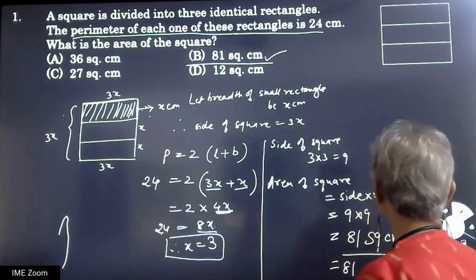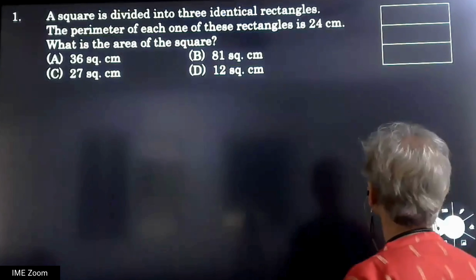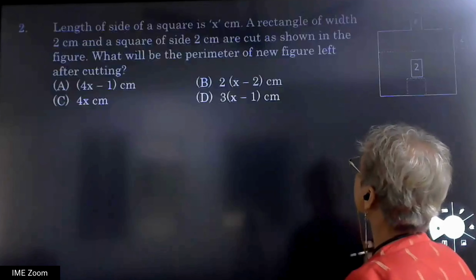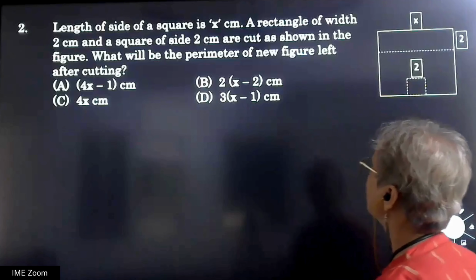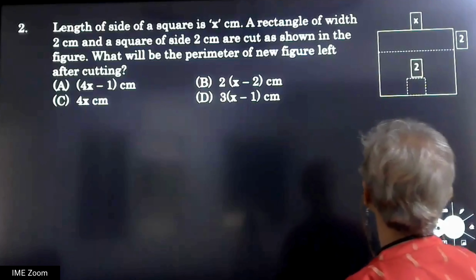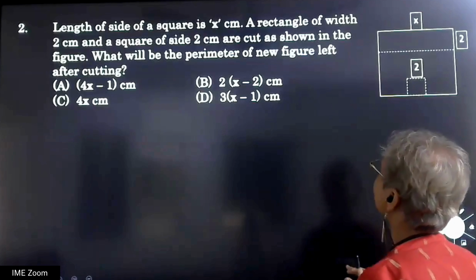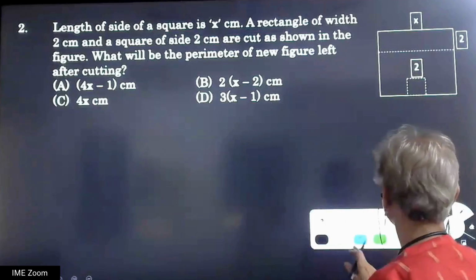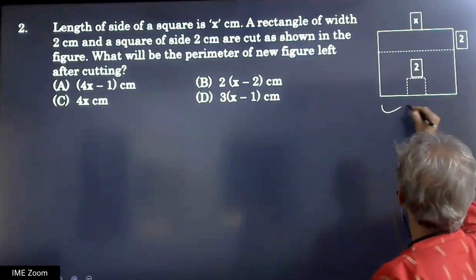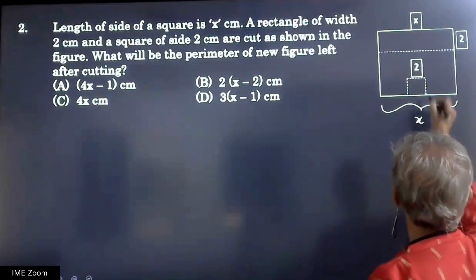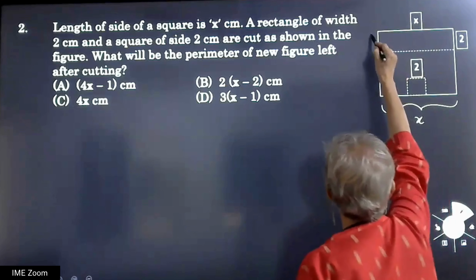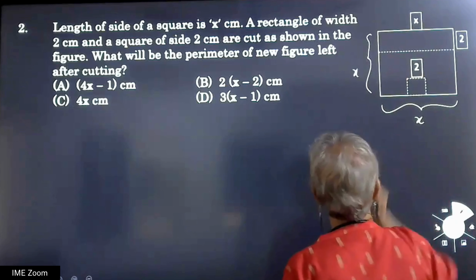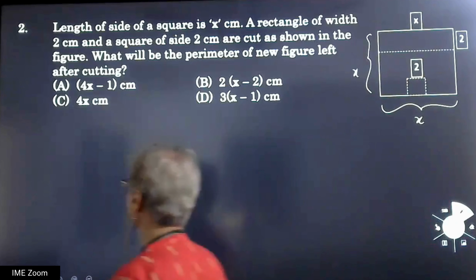Okay, let us move to the next question. Oh, this is again of that type. The length of the side of a square is x. So that means this length is given, x. Here it is given, and because it is a square, all the sides are x. Okay, I will draw here once again.